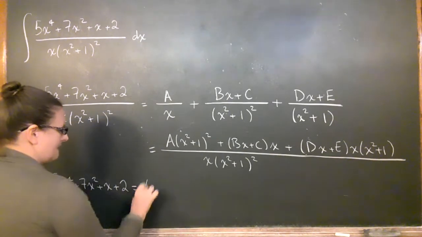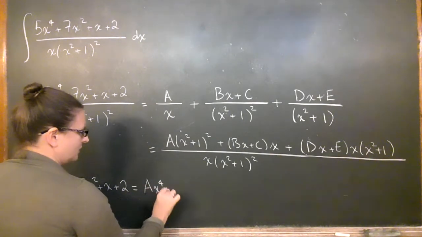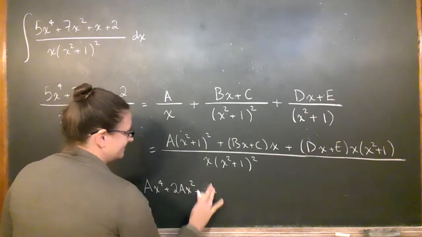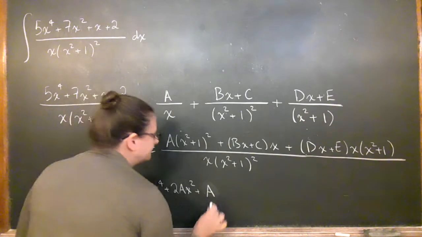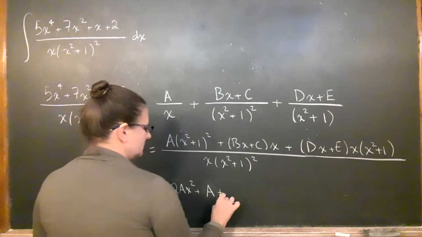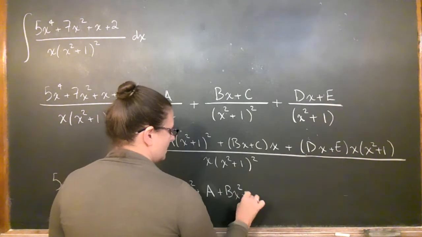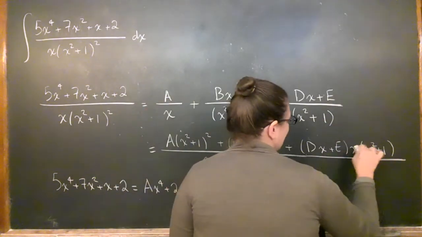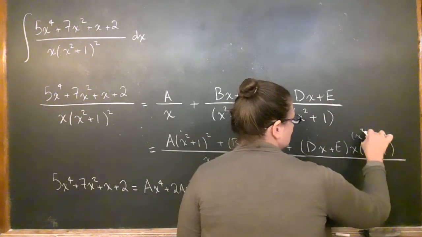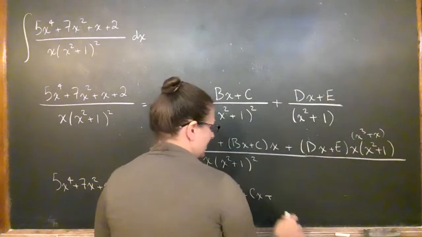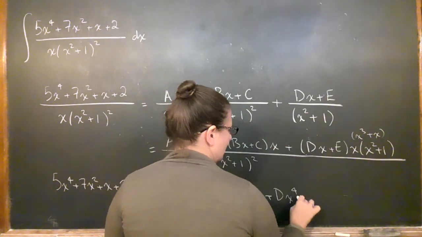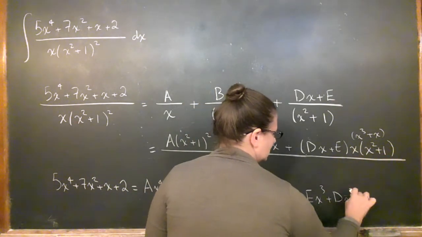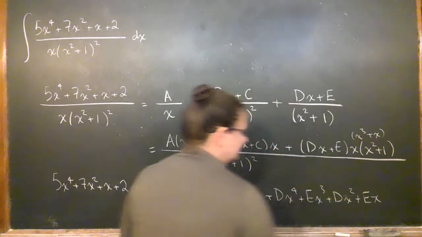So this becomes Ax to the 4th plus 2Ax squared plus A, messed up already, just A, right? And then here, this one's not too bad, Bx squared plus Cx. And then we have to remember that there's this x in here. So hold on, this would be x cubed plus x. So then I have Dx to the 4th plus Ex cubed plus Dx squared plus Ex, right?